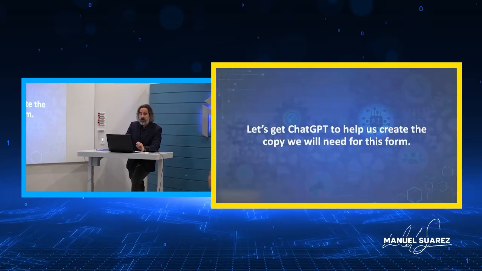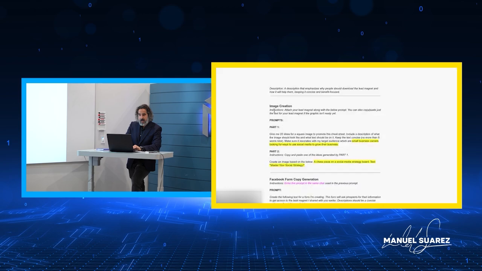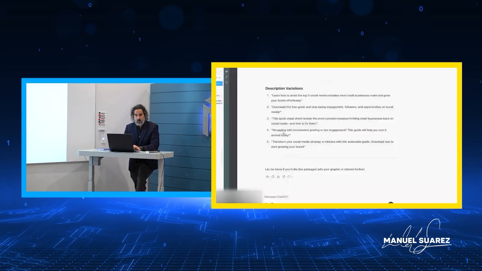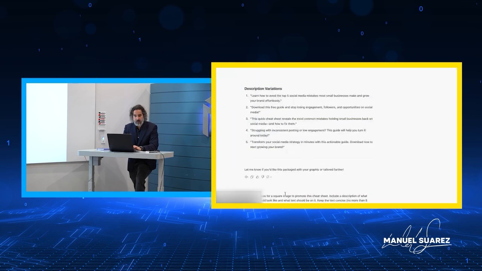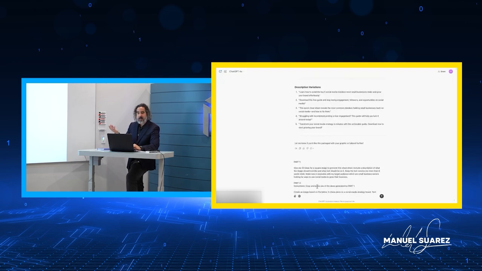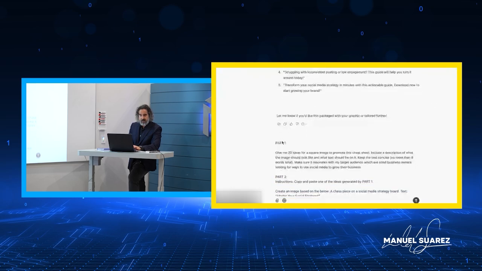ChatGPT is going to help us create the copy we will need for this form. Check this out. A couple of things here. We have an image that I want to create. I need the copy, which is the headline, the text, the call to action. And then I need an image, which is this one right here. I'm going to go ahead and paste this prompt: give me 20 ideas for a square image to promote this cheat sheet. Include a description of what the image should look like.